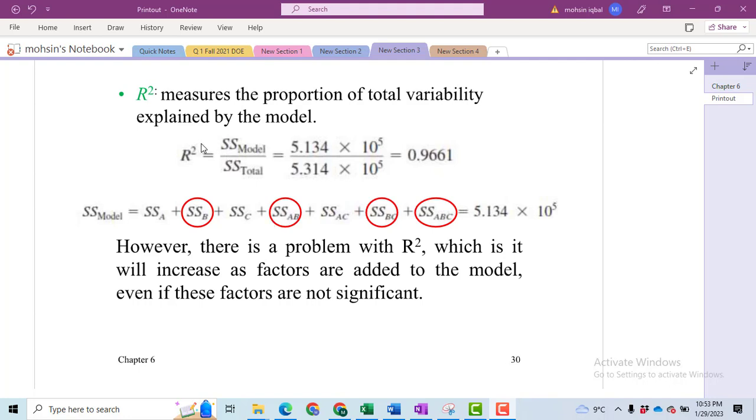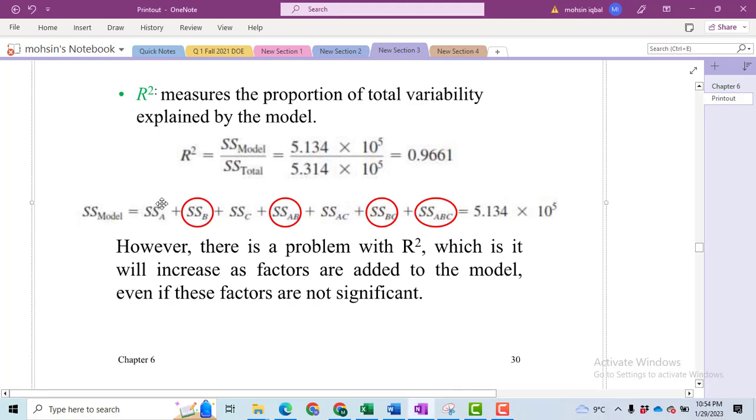So how will we calculate R-square? We will calculate it by dividing SS model by SS total. Now what is SS model? If we subtract the sum of squares of error from the sum of squares of total, we get the sum of squares of the model. In short, we add all of the sums of squares except the sum of squares of the error and we get SS model. So we got 0.9661. It means that 96.61% of the variability in our response variable, H rate, has been explained by the factors A, B and C.